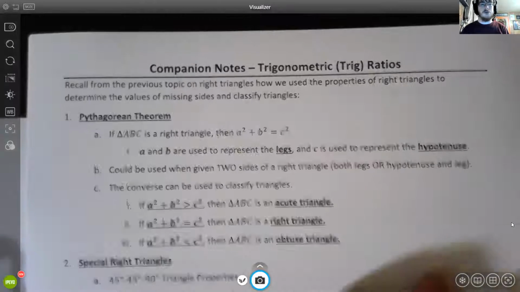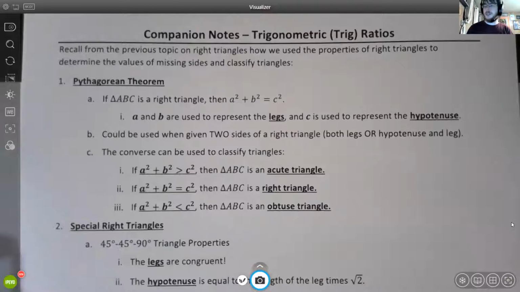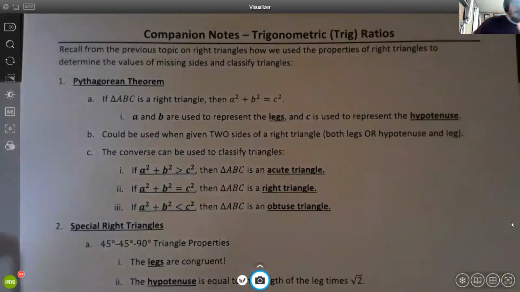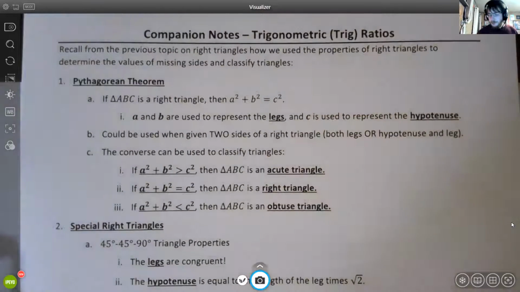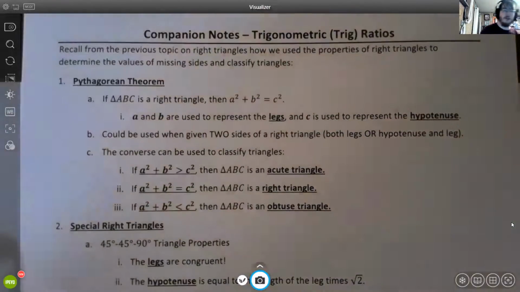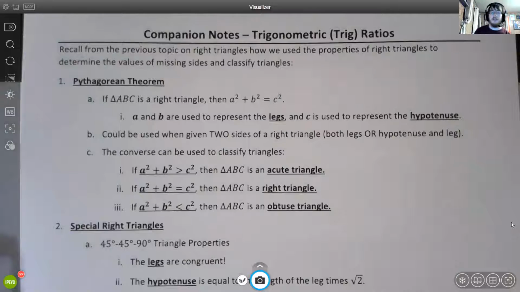Hello, everyone. This is Mr. McMillan, and I'm here with the notes on the introduction to trigonometric ratios. And we're going to start out with a bit of a review, or rather an overview, on the Pythagorean theorem and special right triangles. The reason we're going to do that is because trig is very closely related to those.